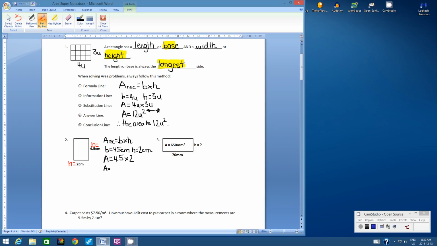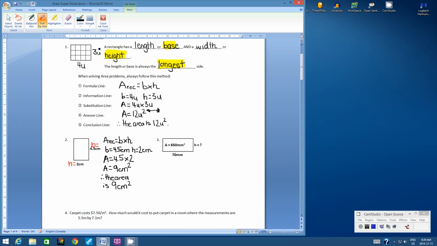All right, the fourth line is the calculation line or the answer line. So 4.5 times 2 is 9. Now don't forget our units. Our units were centimeters, and of course, because it's area, it has to be squared. Final line is our conclusion statement. Therefore, the area is 9 centimeters squared. Easy. Okay, let's move on to example 3.